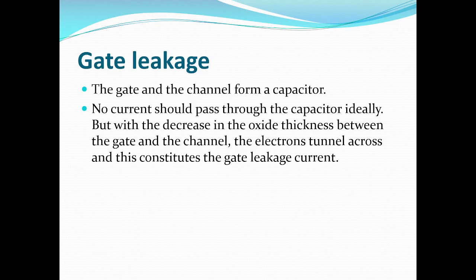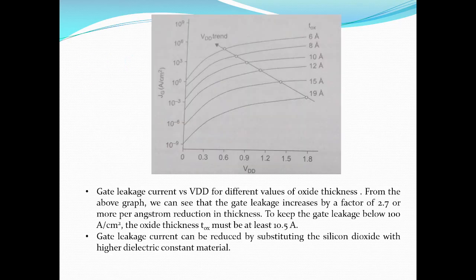Lastly, we will see about the gate leakage. The gate and the channel form a capacitor. No current should pass through the capacitor ideally, but with the decrease in the oxide thickness between the gate and the channel, electrons tunnel across, and this constitutes the gate leakage current. So we cannot ignore the gate leakage current. The gate leakage current versus VDD for different values of oxide thickness is plotted here.